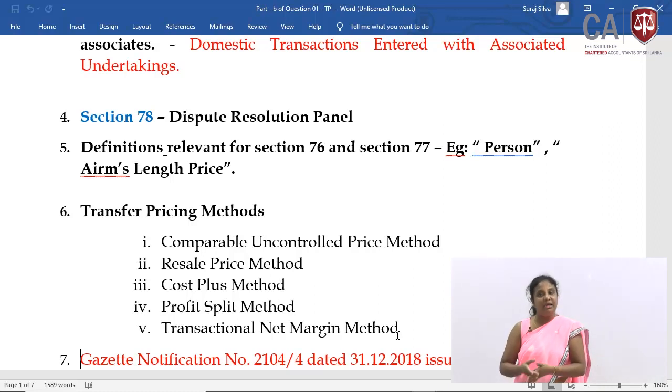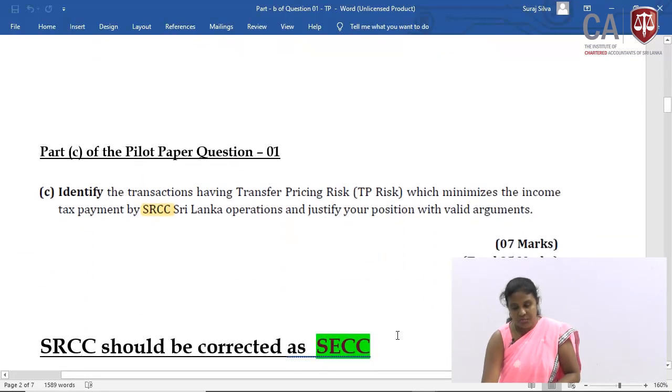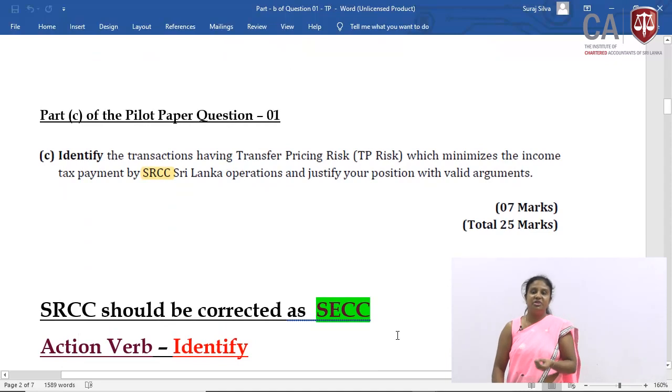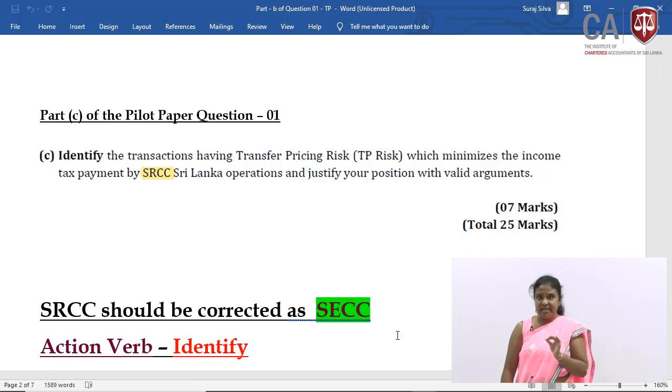Now we will see how we are going to face the transfer pricing question at the examination. These are the main theoretical provisions you should know when it comes to the transfer pricing regulations. Then this is a pilot paper question. It's for 7 marks. Then we will see what the question is.